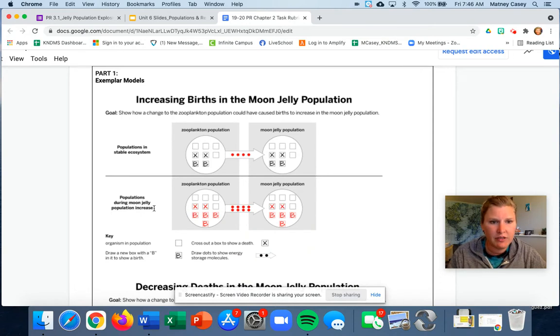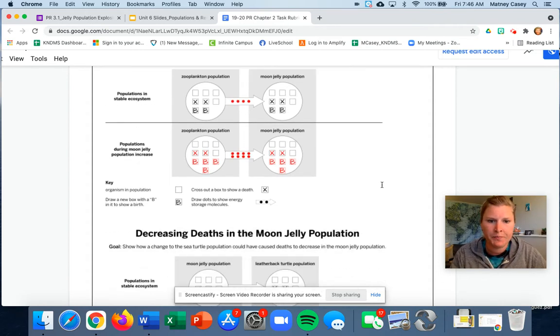In an increasing population down here on the bottom of Model 1, you needed to show that there is more births and deaths in both the zooplankton and the moon jellies. And then there is actually going to be more energy storage molecules than the diagram above. I think that's where some of us got tripped up. No shame, just go back and fix your work.